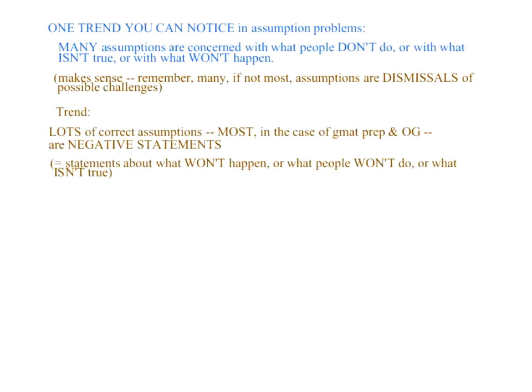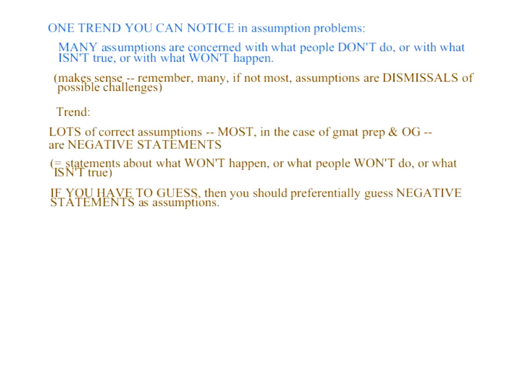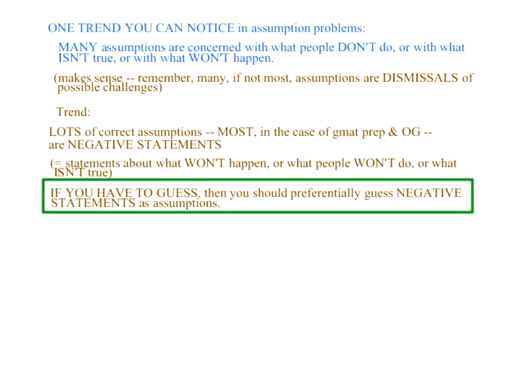So if you have to guess, these make an awfully good guess, is the point. So if you're really lost on an assumption problem, then you should preferentially guess negative statements as assumptions. Because proportionally, I mean, is this going to give you the right answer every time? No, of course it won't. But if you have to guess, then those are good guesses.